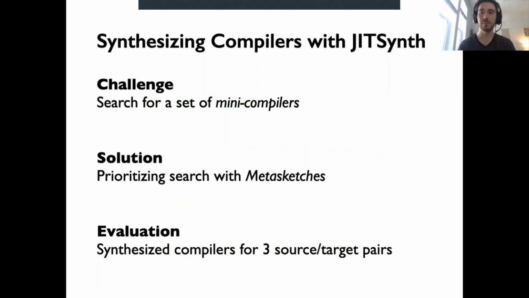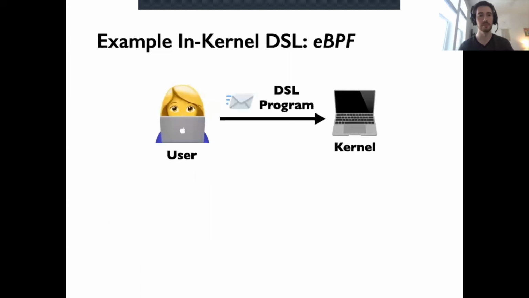This talk has three main parts. First, I'll introduce the challenge faced by JITsynth by defining a search for mini-compilers. Next, I'll discuss the core of our solution, which is to organize the search as a complete metasketch. Finally, I'll discuss our evaluation, which shows that JITsynth can synthesize correct compilers for a variety of in-kernel DSLs. Let's get started with the challenge.